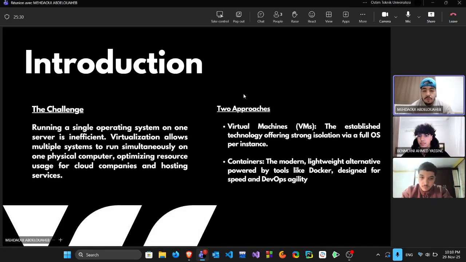Virtualization is the backbone of modern cloud computing. In the past, running one application on one server was a waste of resources. Today, we use virtualization to run multiple systems on a single physical computer. Our paper explores the two main ways to do this: virtual machines, which offer strong isolation, and containers, which are lightweight and designed for modern DevOps. Our goal is to clarify the differences so developers can choose the right tool for the job.